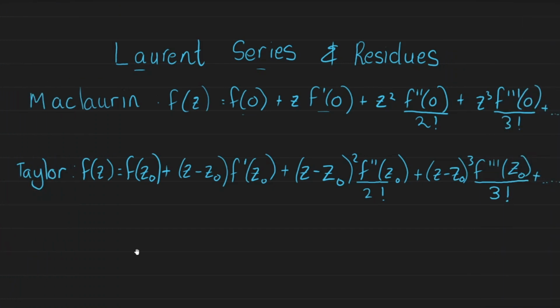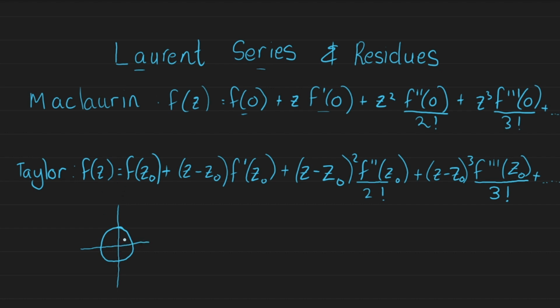Hi there. In this video, we're going to talk about the Laurent series and residues. In the previous videos on complex analysis, we've considered the Maclaurin series and the Taylor series as expansions of different complex variables. We saw that the Maclaurin series has this particular form, and the radius of convergence is actually centered at the origin. So that is the radius of convergence of the Maclaurin series.